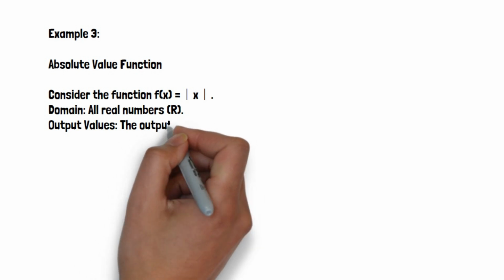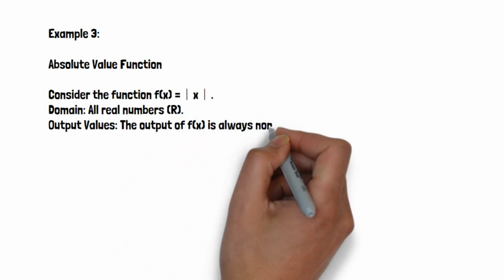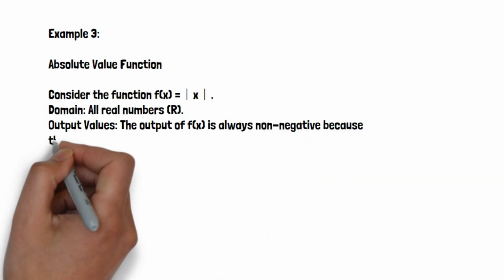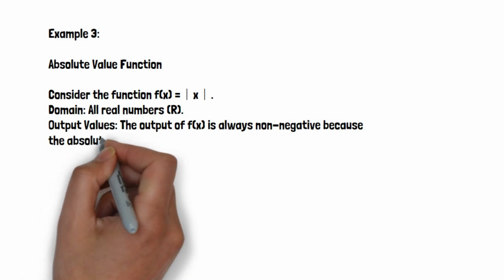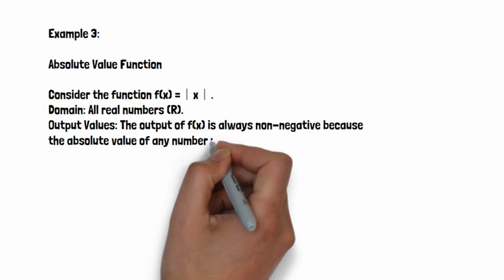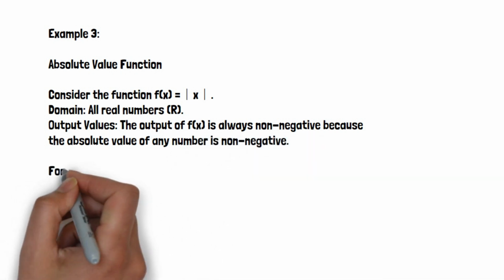As we all know, whatever number is written inside the absolute sign, that sign makes the number positive, right? So the output of f of x is always non-negative because the absolute value of any number is always non-negative. Now we will plug in some numbers.